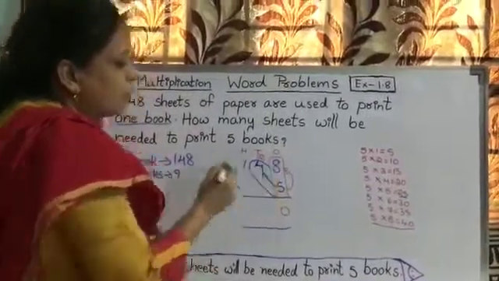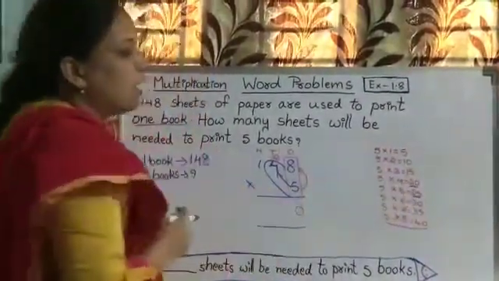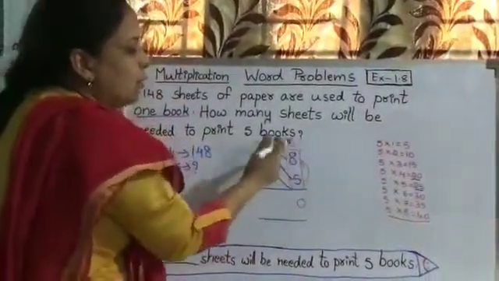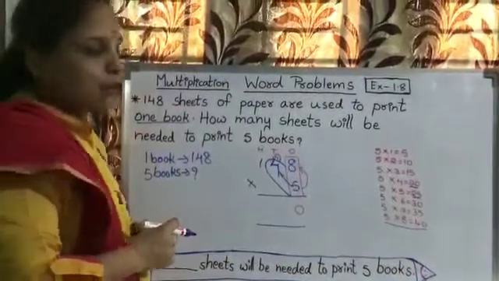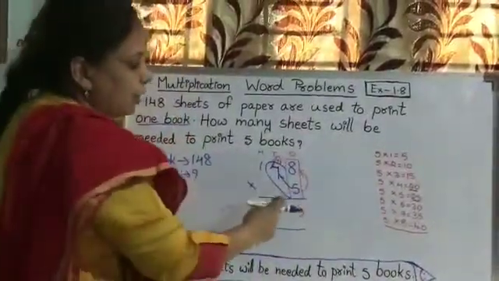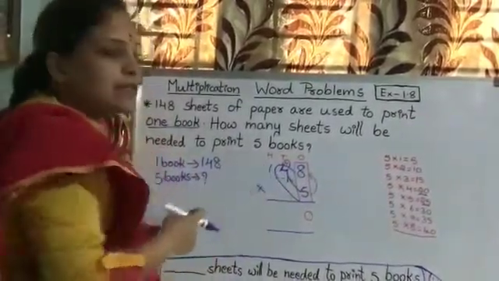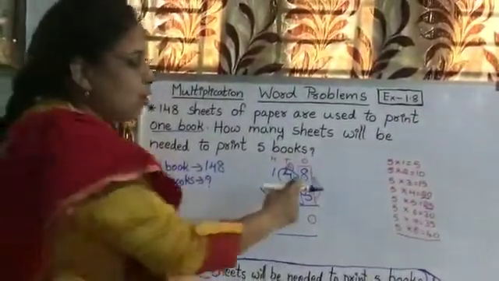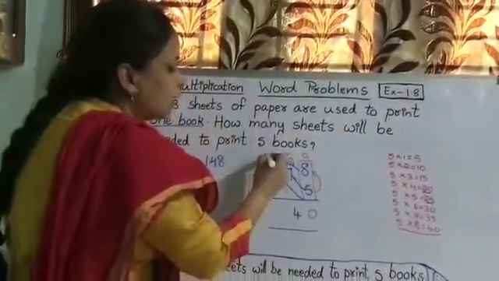5 multiplies 4. Now 5 4's are how much, children? 20. Now for 20 you have to add this carry over 4, children. Don't forget to add the carry over. Now 4 plus 20 you will get 24. Can you write 24 directly here, children? No, because the 100's place digit is also there. So write 4 here and carry over 2 to the 100's place.